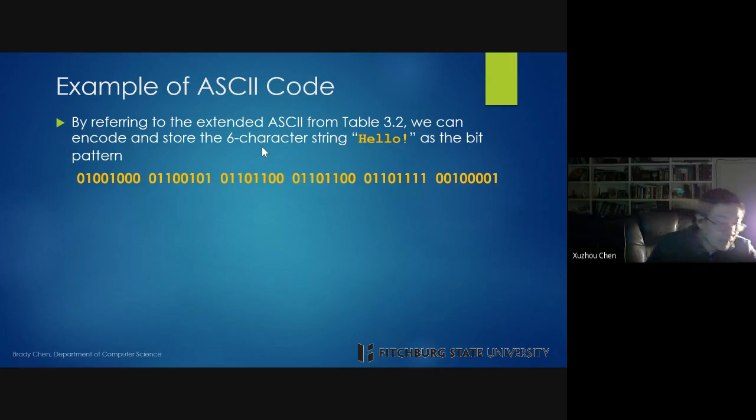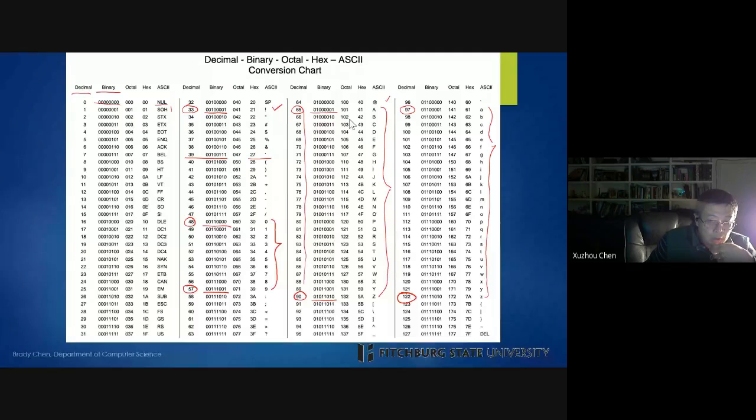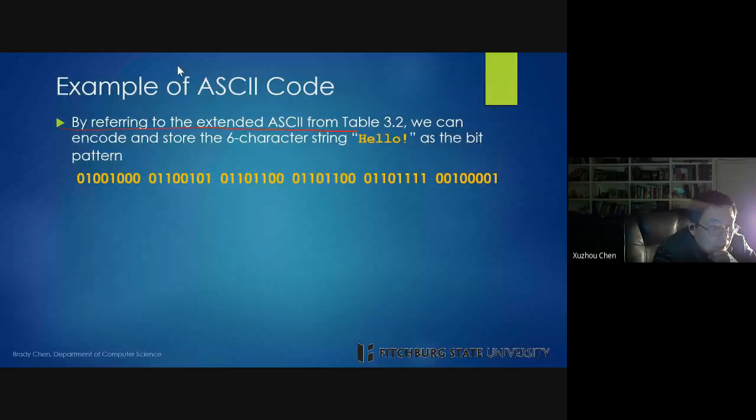Now let's see some examples. We always use the extended ASCII code, using that table. With the extended ASCII code from table 3.2, I assume that's table 3.2, we can encode and store a 6-character string like hello as a bit pattern. Now, one thing I have to mention is that the extended ASCII code is backward compatible.